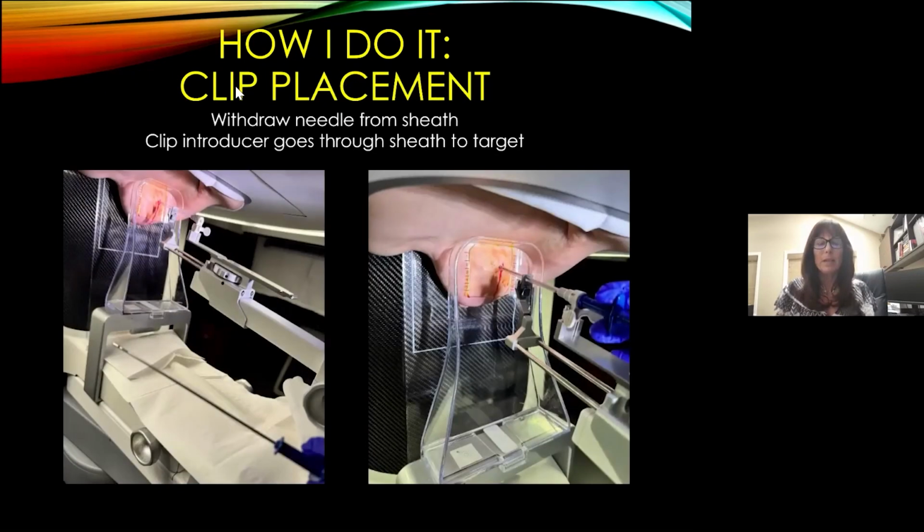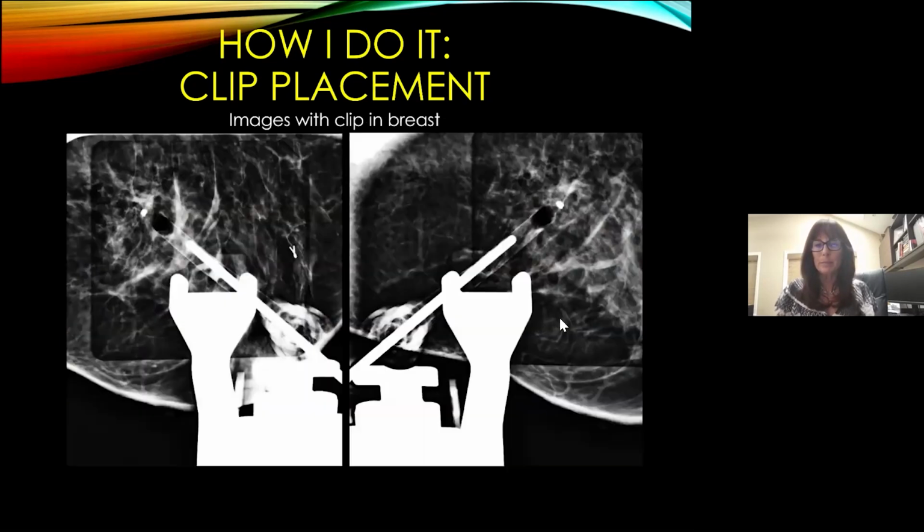The needle is then withdrawn from the breast, and there's a sheath that remains at the target through which we can place the clip introducer and deploy the clip. Repeat imaging here confirms that the clip has been deployed.